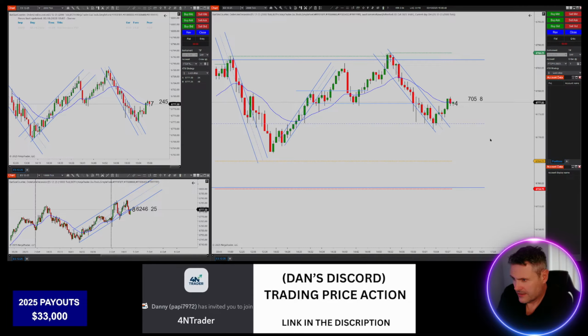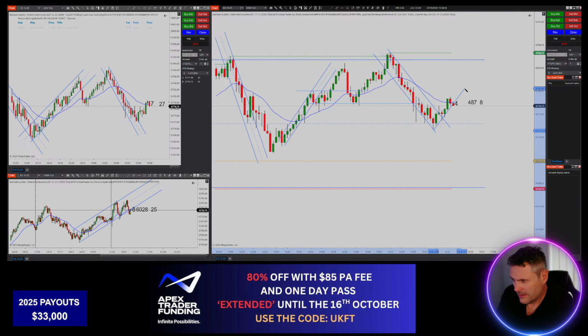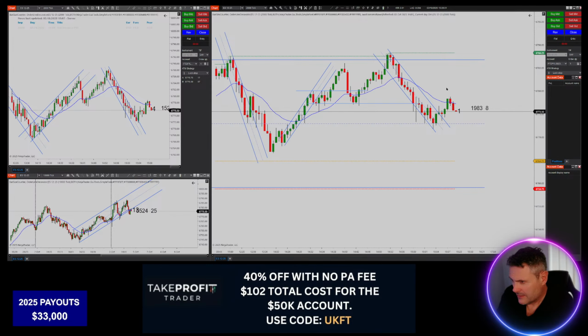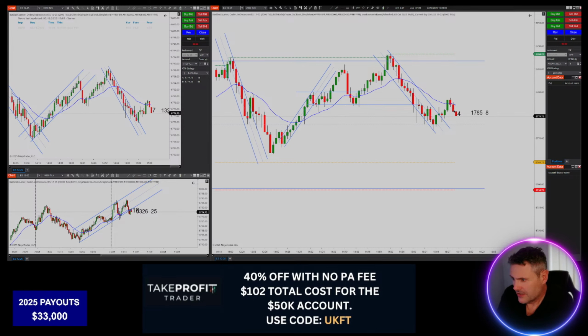Just in case, there's always a possibility that this thing may just find support here and start to push up. So it would have to be a lower high, really. That's certainly encouraging.